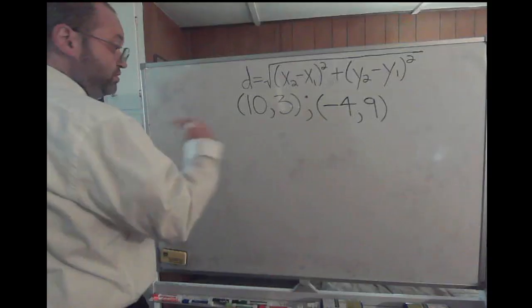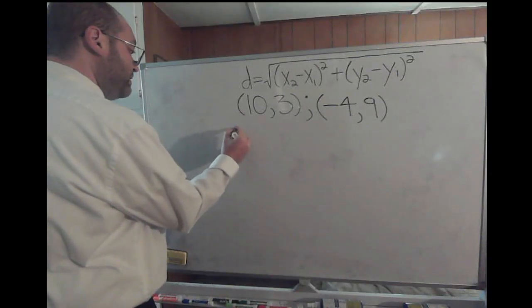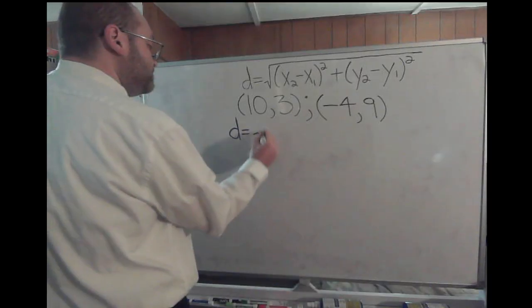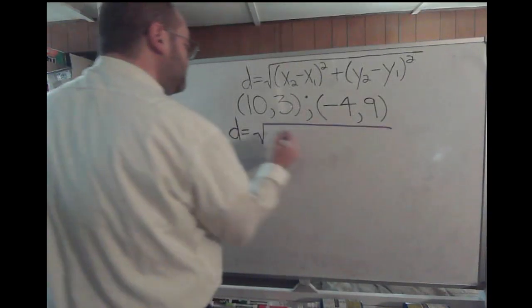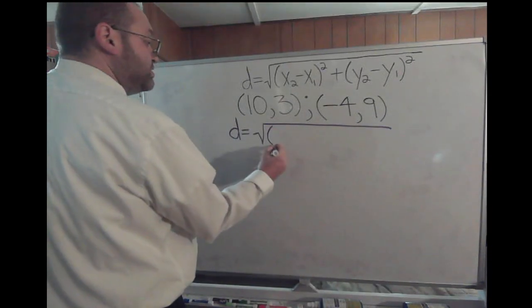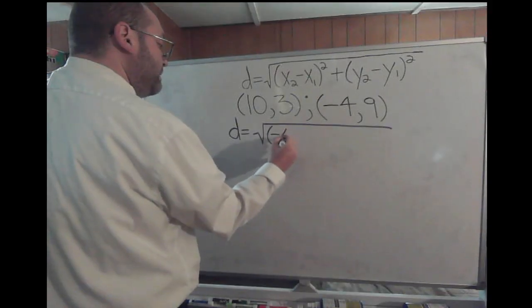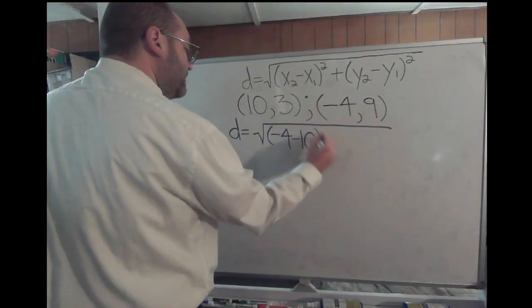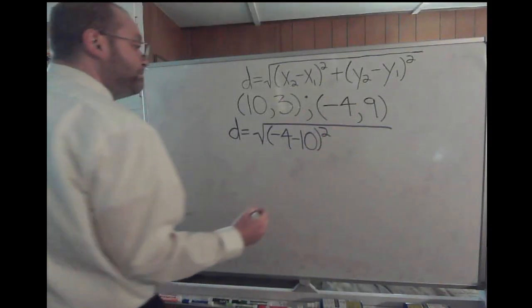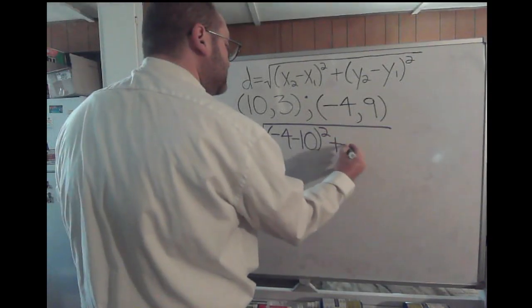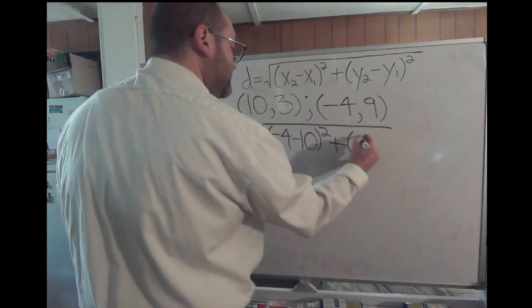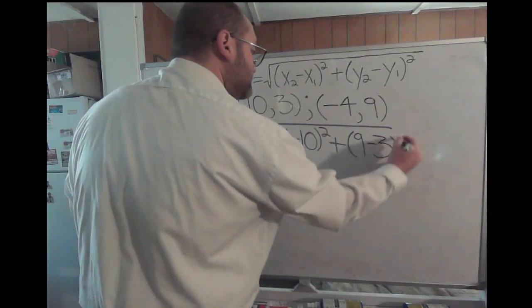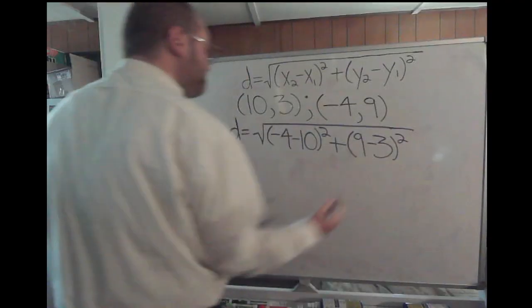So we'll set up our distance formula here. That's going to be equal to the square root of this big thing here. So x2 is -4 minus x1, which is 10. Raise that to the second power, plus your y2, which is 9, minus your y1, which is 3. Raise that to the second power.